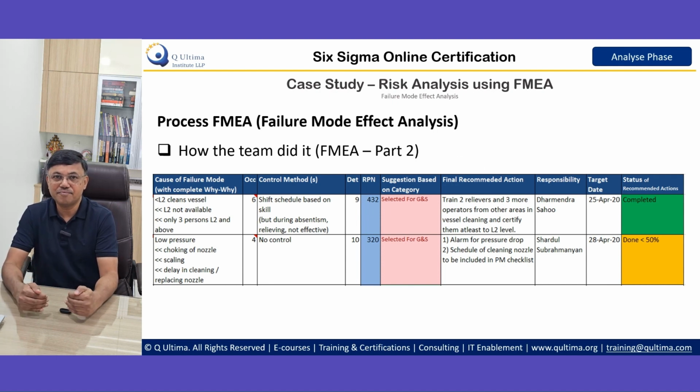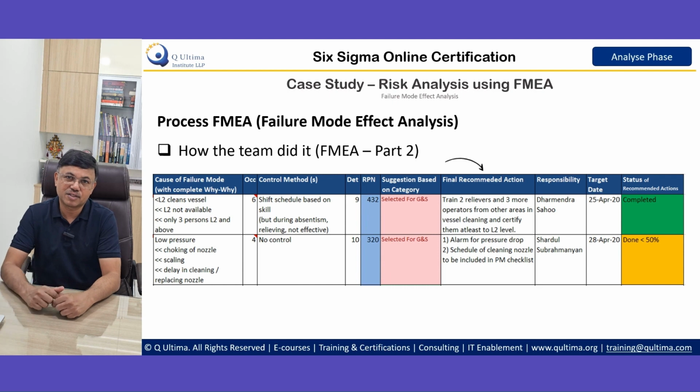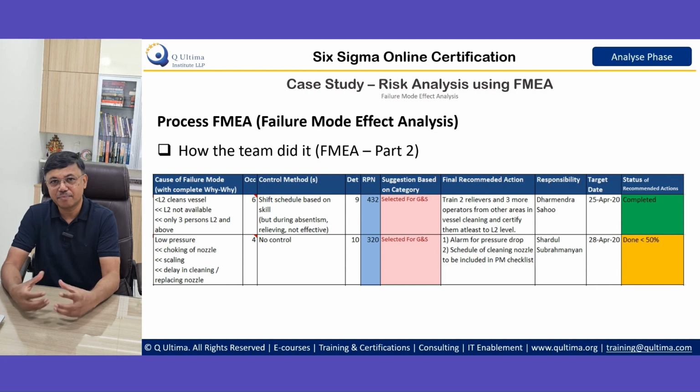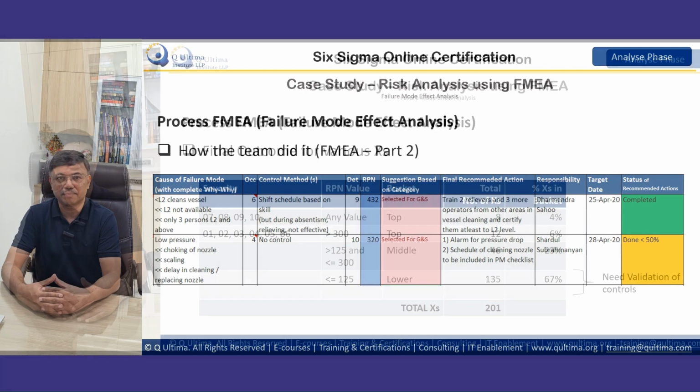Now, in the same way it is analyzed for low pressure, and they found the low pressure is because the nozzle is not being cleaned of scales often, and they found there is no control, and the recommended action again comes for putting it in PM and maybe an indicator for pressure drop. So this kind of actions keep on coming, and we see 20-30% improvement in our process even during FMEA.